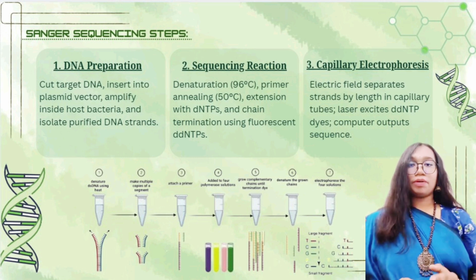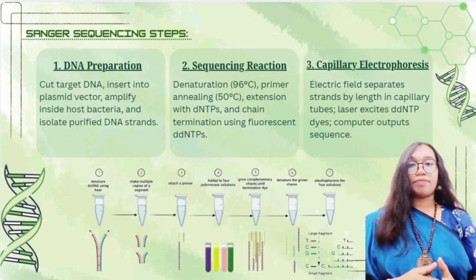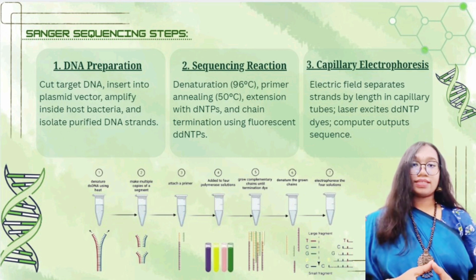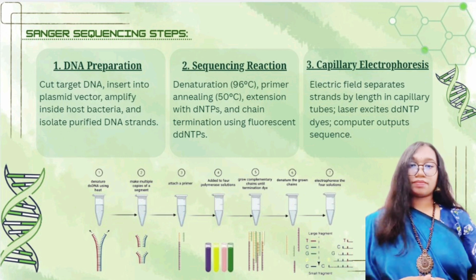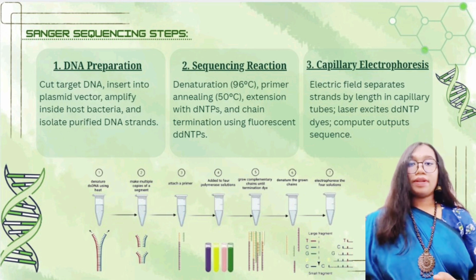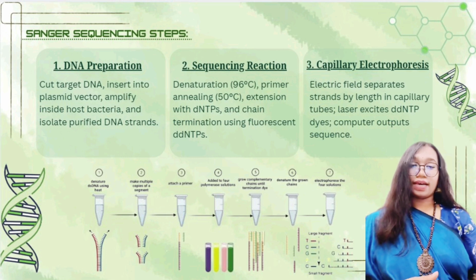Step 1, DNA preparation. The target DNA is placed into vectors and copied inside bacteria. Step 2, sequencing reaction. The DNA strands are separated, primers attach to the DNA, and DNA polymerase builds new strands. Special fluorescent ddNTPs stop the DNA chain at different places. Step 3, capillary electrophoresis. An electric field separates the DNA fragments by size. A laser reads the fluorescent colors and finds the DNA sequence.